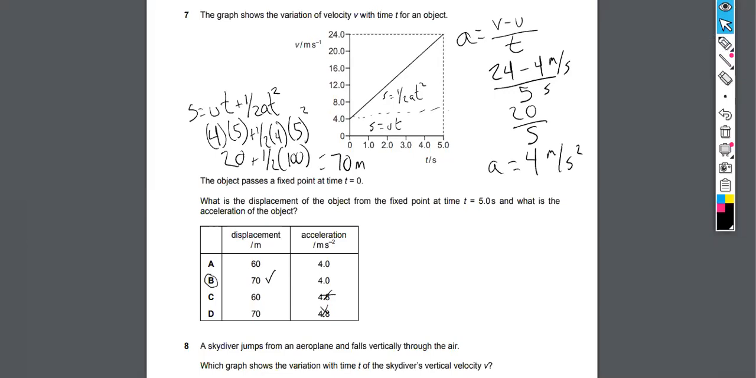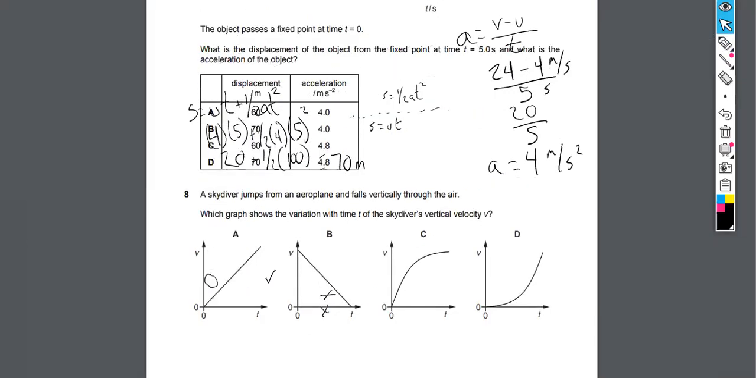Now, we could do question 8, but the through the air part of it, okay, this is a skydiver, jumps from an aeroplane and falls vertically through the air, which graph shows the variation with time t of the skydiver's vertical velocity v. This is not kinematics, right? That question 8, well, it seems like, hey, velocity time graph, right? This is really more about dynamics and forces.